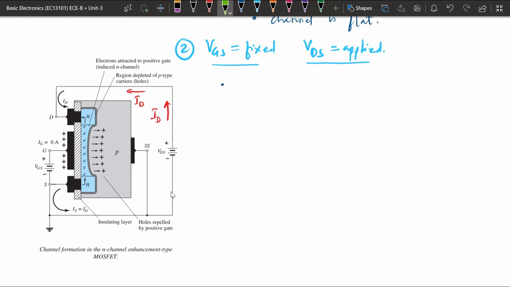The electron direction will be from here to here, that means from source to drain. Opposite to the source to drain electron direction, the current direction will be there. So this movement of electrons will take place as we apply a positive drain to source voltage. Here the induced channel is there.